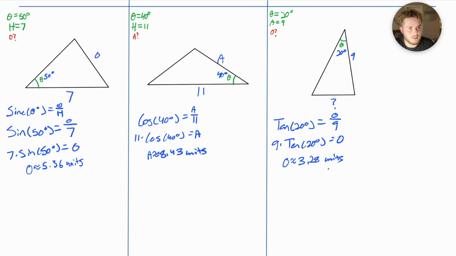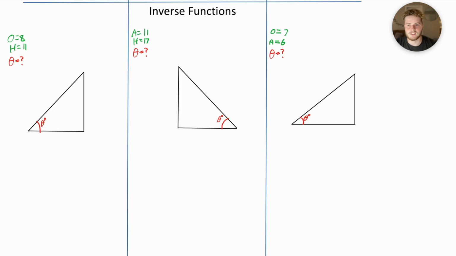So these are all the basic examples, and now we're going to get into looking at some of the inverse trig functions. The last type of examples when it comes to trigonometry are inverse functions, which at first glance might seem a little intimidating, but honestly they're a little easier than the basic functions. So you know that you're dealing with an inverse function problem when you have two side lengths but you don't have theta. So what you're trying to solve for is theta.